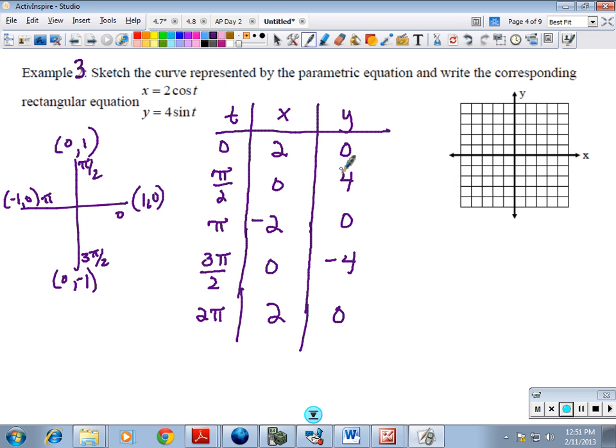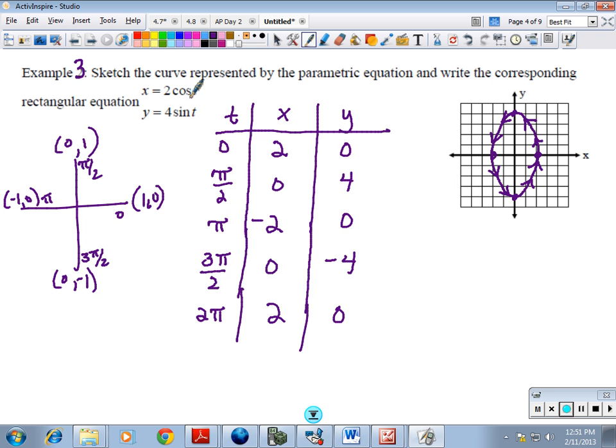And now I'm going to plot these points. 2, 0, 0, 4, 1, 2, 3, 4, negative 2, 0, 0, negative 4, 1, 2, 3, 4, and back to 2, 0. And it actually is going to start repeating because you're going to start going around and around your circle. So it is an ellipse with direction here. It's going to just continue around and around and around.